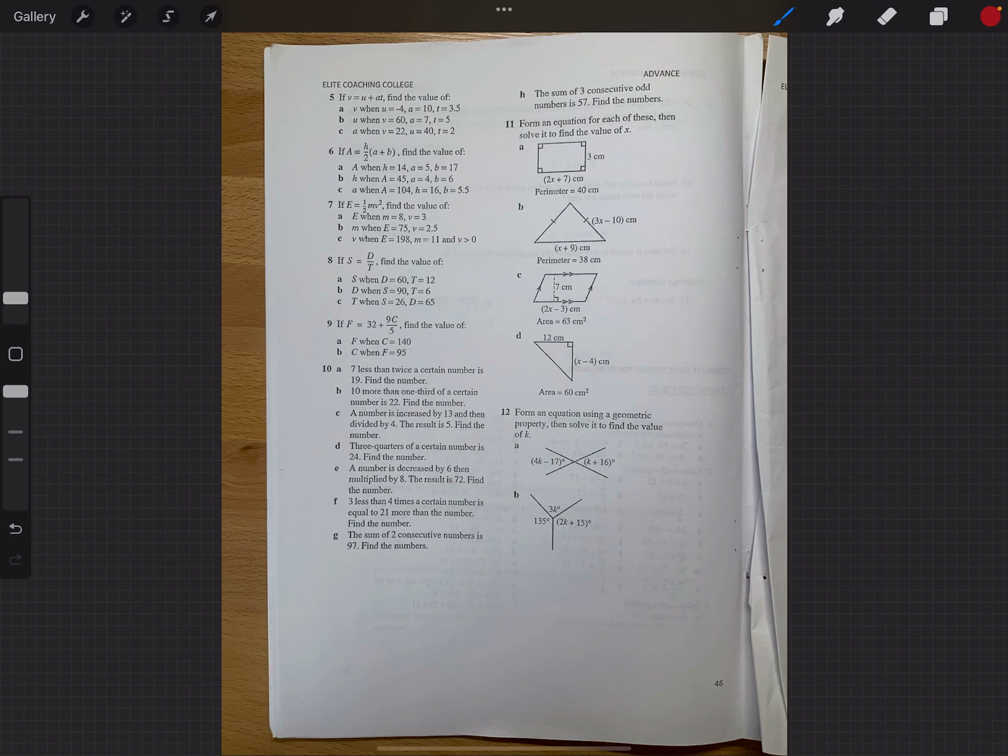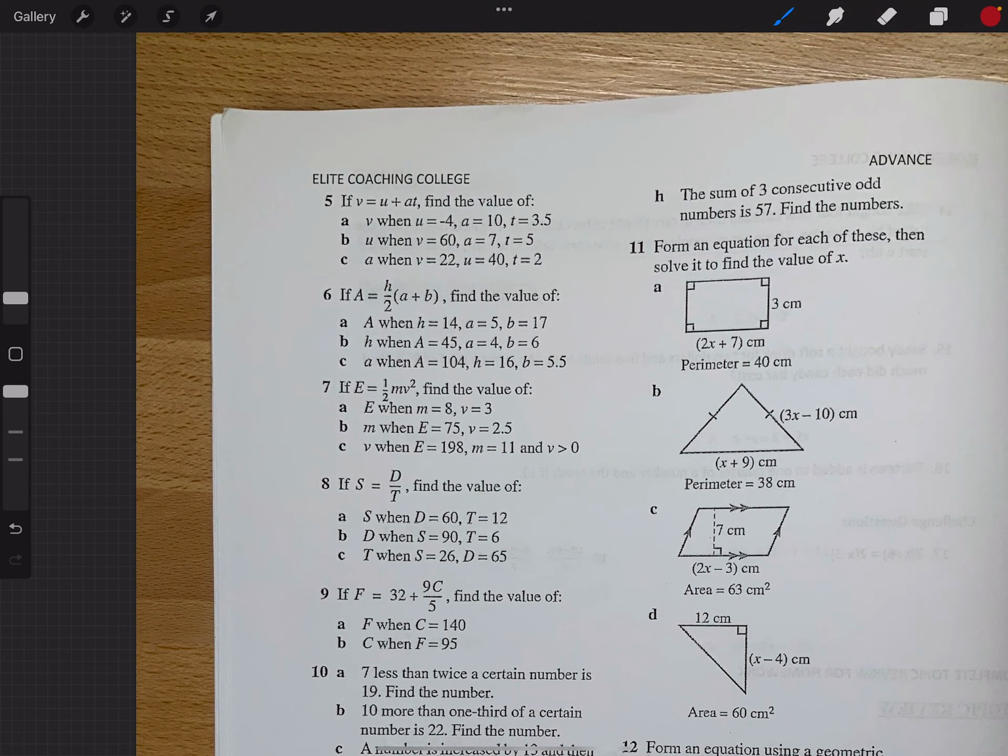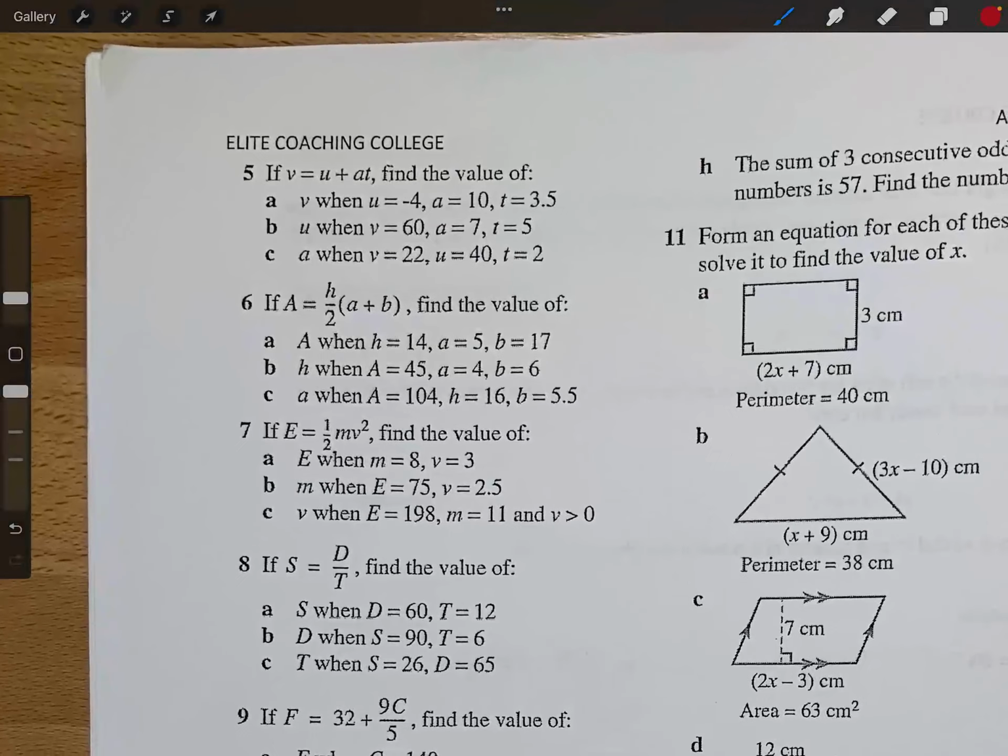We're doing the topic review and I'll explain some of the questions on page 46. Question 5 says, if v is equal to u plus at, find the value of v when u is equal to... Okay, this question is just basic substitution.